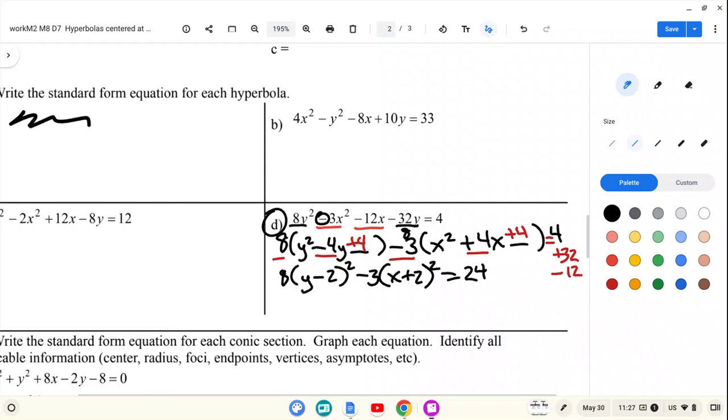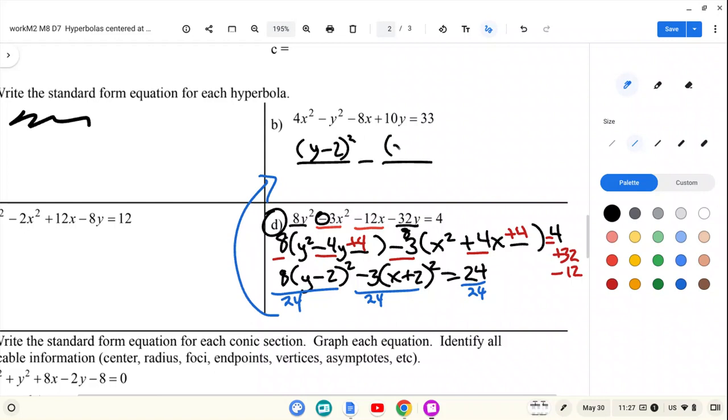And then we have to divide out the 24 to everything. I'm going to write my answer up top just so it's nice and clear. So we're going to have a y first, minus 2 squared, minus the x stuff next because the x squared was negative, plus 2 squared, equal to 1.